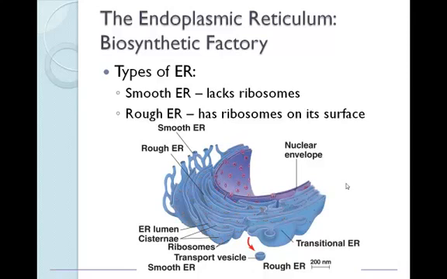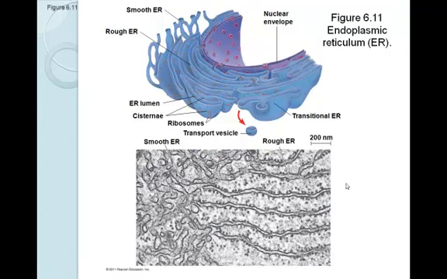This segment of the endomembrane system has two parts, with two very different functions. The rough ER has ribosomes on its surface and is involved in protein synthesis. The smooth ER lacks ribosomes and is responsible for lipid synthesis. This diagram is a photomicrograph of the endoplasmic reticulum. The photo, taken with the electron microscope, highlights the difference between the rough and smooth ER.